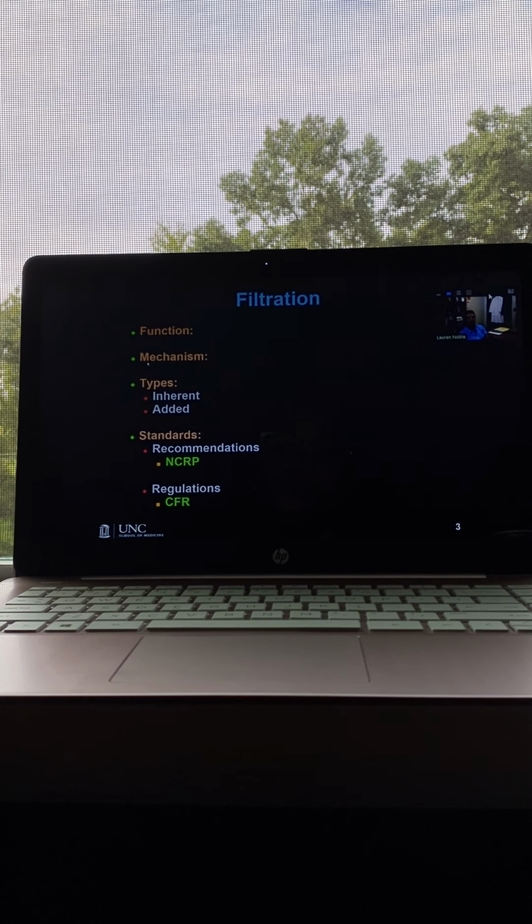So how does filtration minimize entrance skin exposure? Like Casey said, it absorbs the low energy photons. So filtration absorbs low energy photons. That's what it does. And we have two types of filtration that we'll run through. We have inherent filtration, and then we have added filtration. And when it comes to inherent and added filtration, there are standards that are in place.